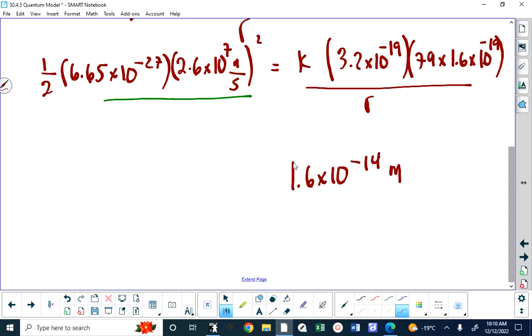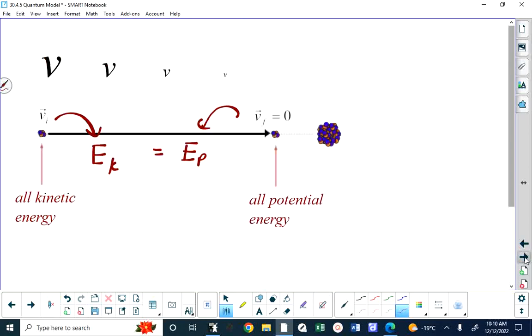And by the way, it's through these analyses that Rutherford was able to determine how small the nucleus is. Any questions with the calculations on that example? All right.